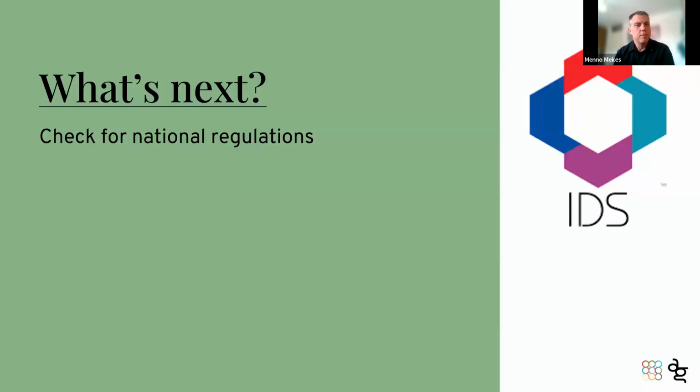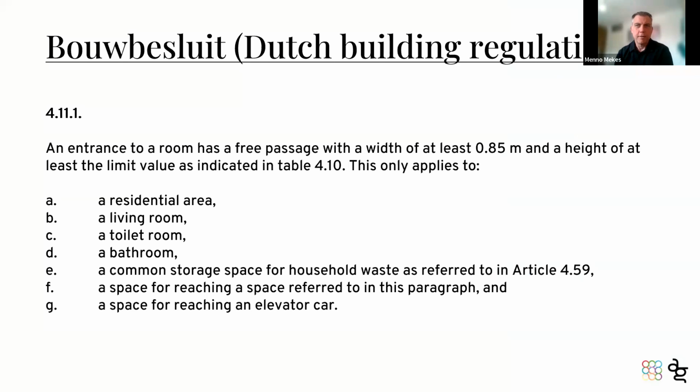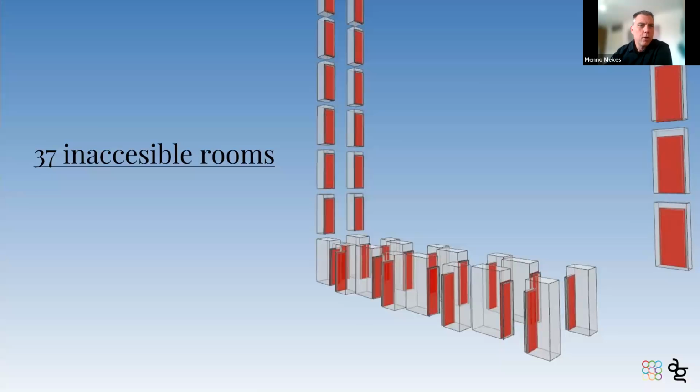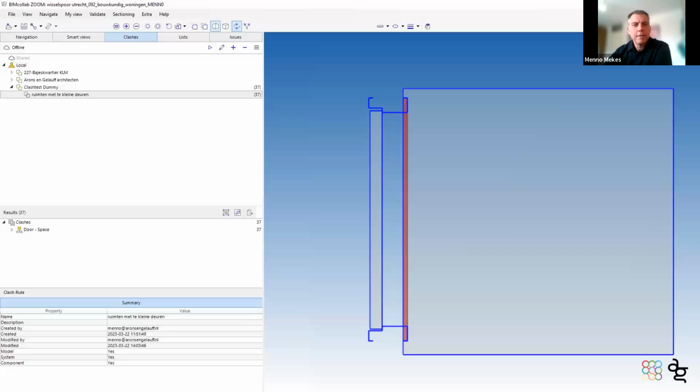another example. National regulations, like Bouwbesluit, the Dutch building regulations, is maybe a bit straightforward to understand. The width of the entrance to certain rooms must be at least 850 millimeters. And yes, I can check that with a clash control, as you can see here. We have 37 inaccessible rooms, well, according to the regulations. But that's only because the door lining is physically clashing with the space. Because the door is so detailed that the lining is actually clashing geometrically with the space.